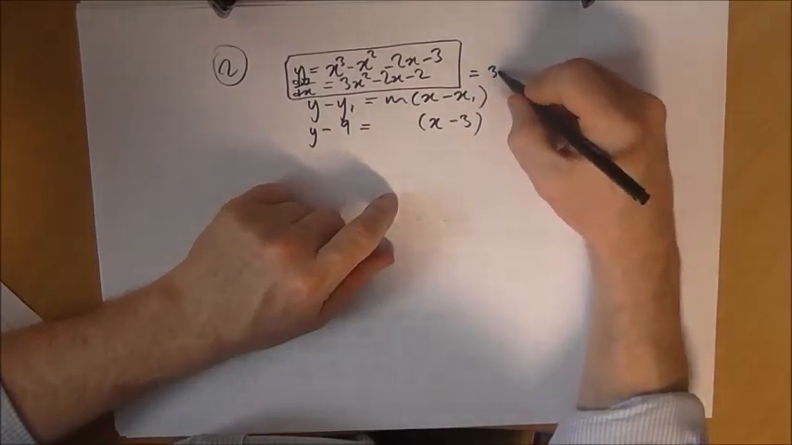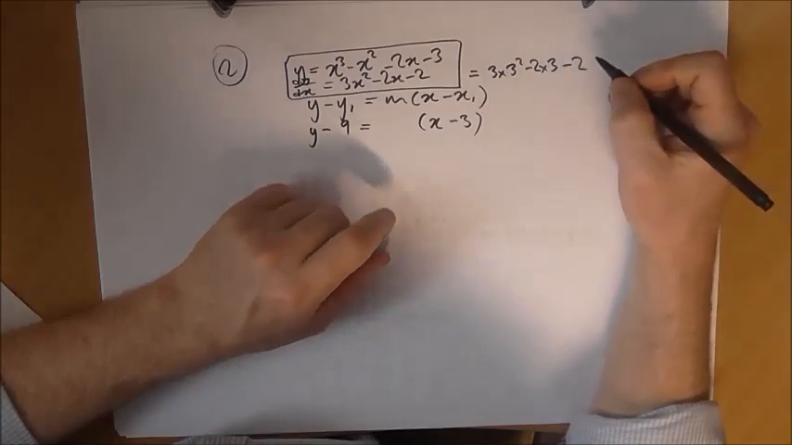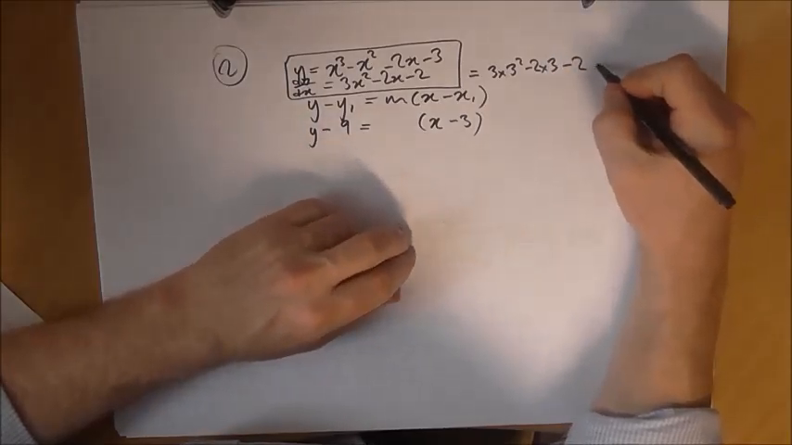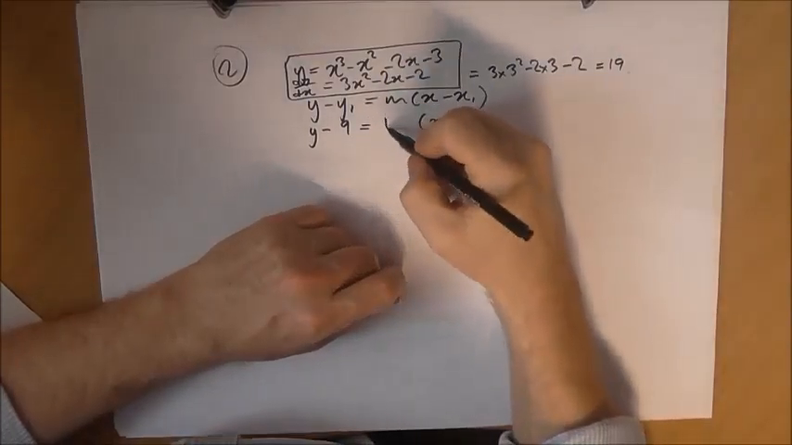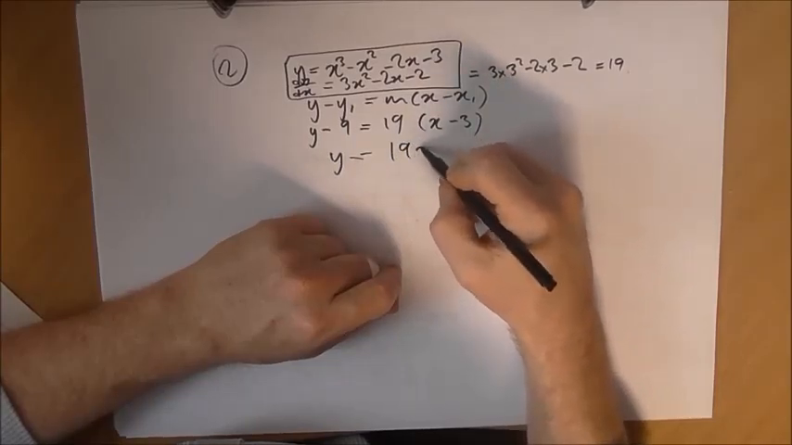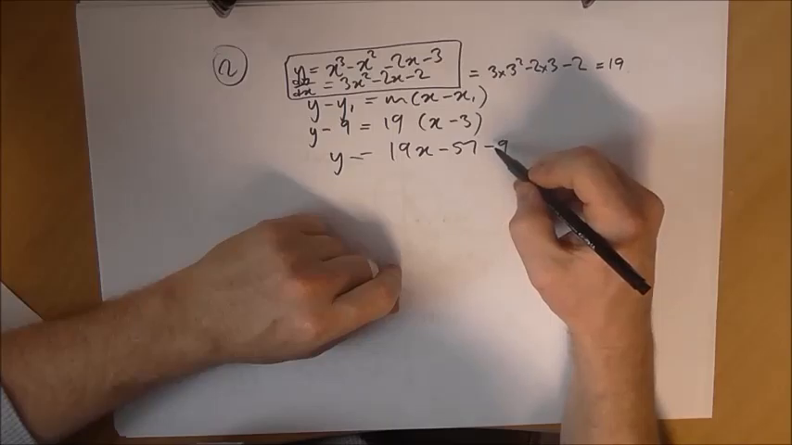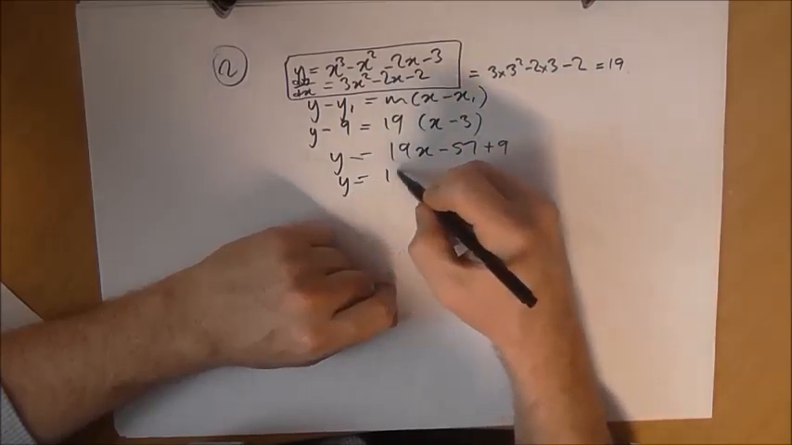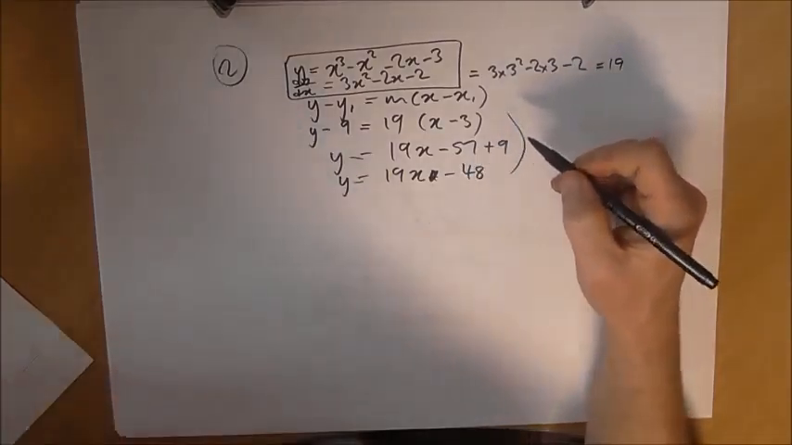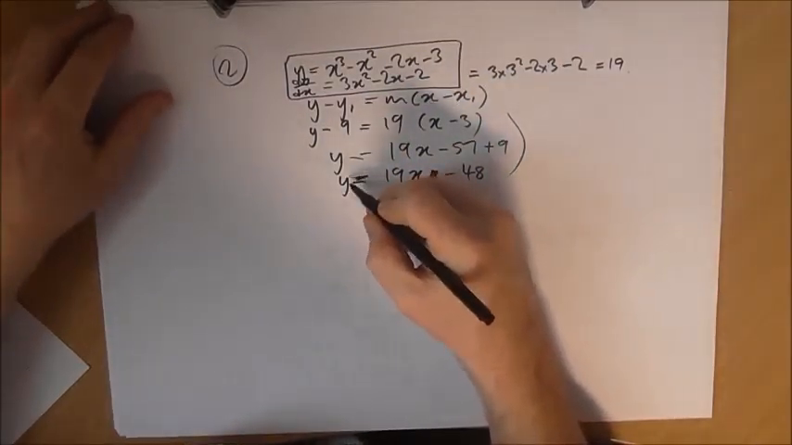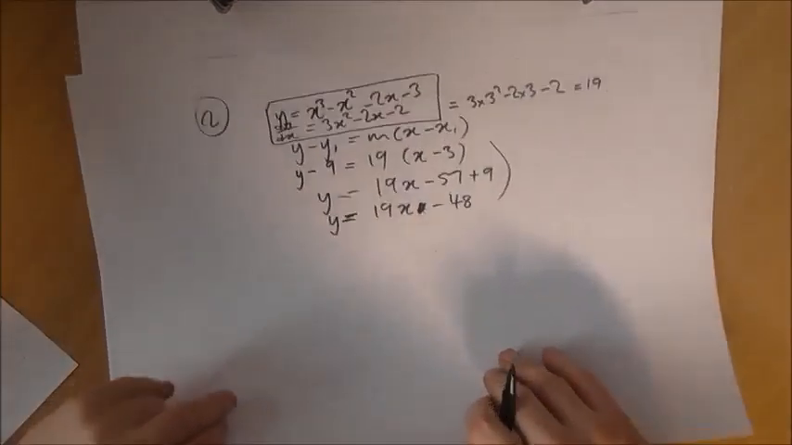So if you put a 3 there, you get 19, I think. So that's the equation of a tangent. This part here is just to obey the rule that you should have y by itself, or 0 by itself, and 3 terms. So it's question number 2.